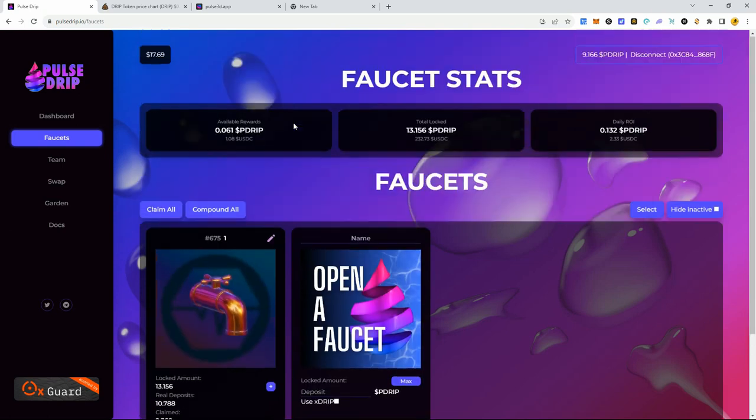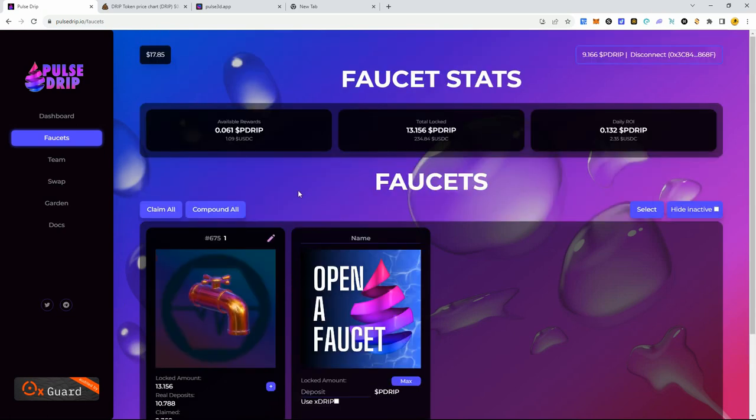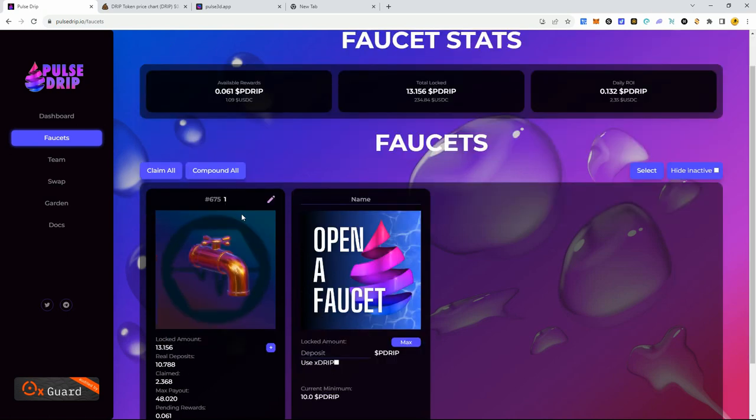So the real strategy with this, and what people are trying to figure out, is what's better: to just withdraw every day and earn 1% a day for a year, or compound and make compound interest on your Drip and potentially make a lot more. So we'll get into the numbers. I have a spreadsheet calculator that we can dive into and look at this. And let's actually look at that now and we'll run some numbers. Okay, so right now I have 13.156 in the faucet. So let's dive into the spreadsheet and take a look.